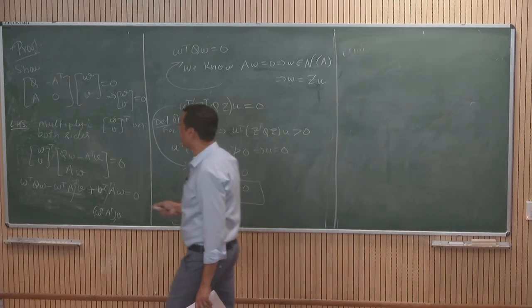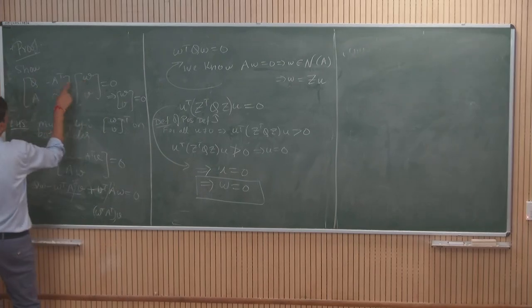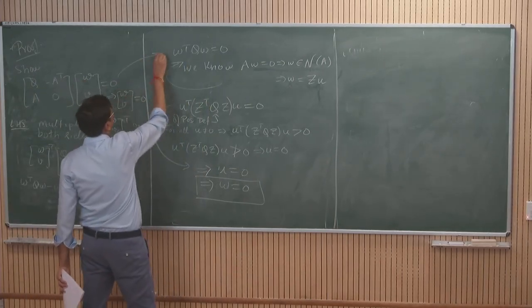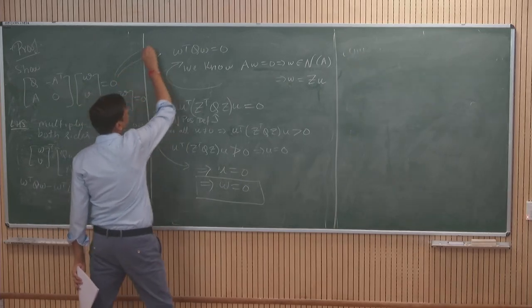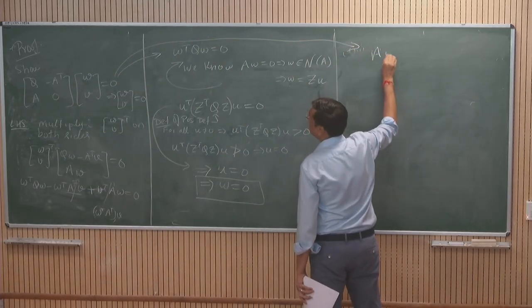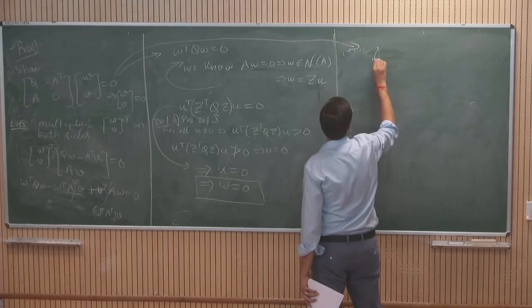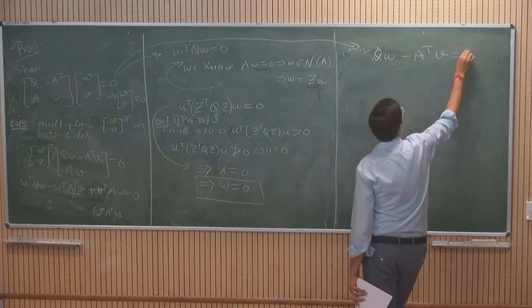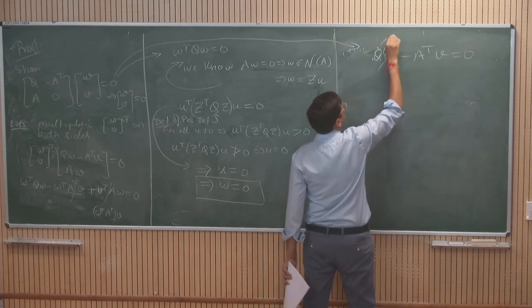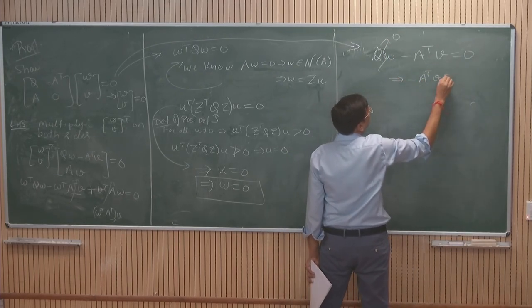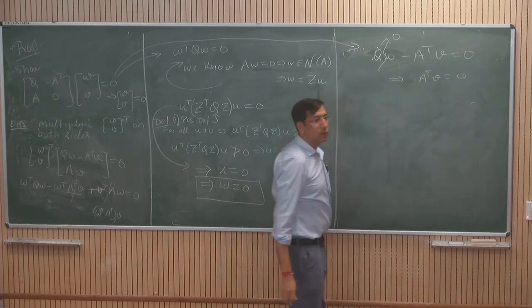So what do we know from this equation? QW minus A transpose V. This equation had come from this, right? So another way this equation will give us is QW minus A transpose V is equal to 0. So this is equal to 0, we already know, and then we get minus A transpose V is equal to 0. Correct?